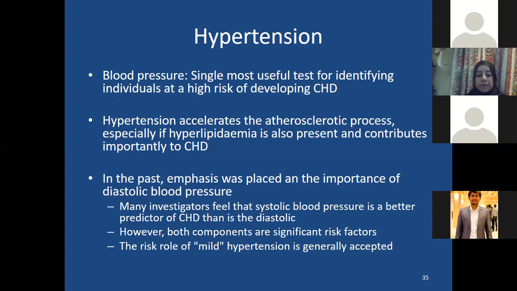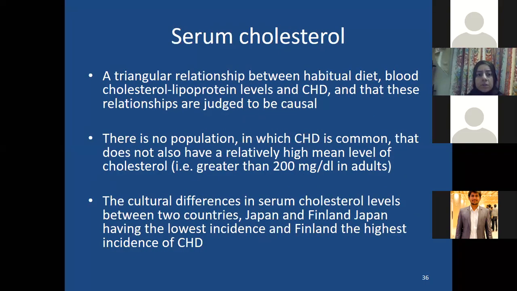So as I said earlier, in the American Heart Association classification, systolic or diastolic blood pressure may be increased to have hypertension stage 1 or 2. Okay. So serum cholesterol: there's a triangular relationship between habitual diet, blood cholesterol lipoprotein levels, and CHD, and these relationships are judged to be causal. When you have a not proper diet, your blood cholesterol lipoprotein levels increase, and so does your CHD risk as well.